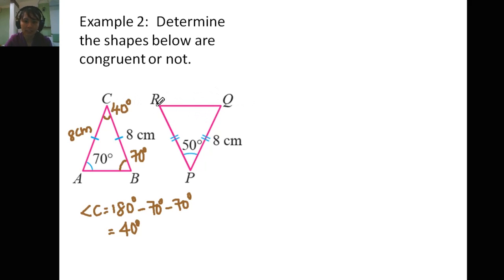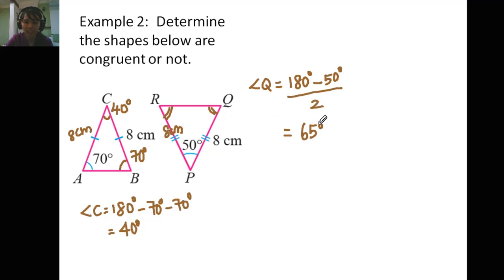Now look at this triangle. This one has a double line, which means they are the same length. So how about Q and R? Because they are the same length here, their angles are the same. So to find Q, the angle total is 180 degrees minus the 50 degrees here, and then divided by 2, because these two angles are the same. And then we will get 65 degrees.